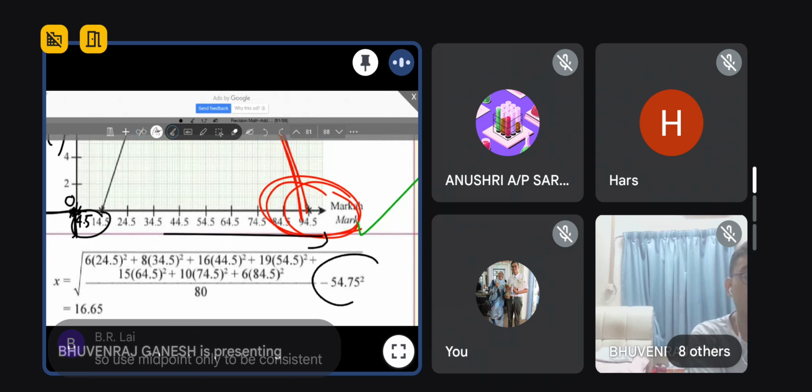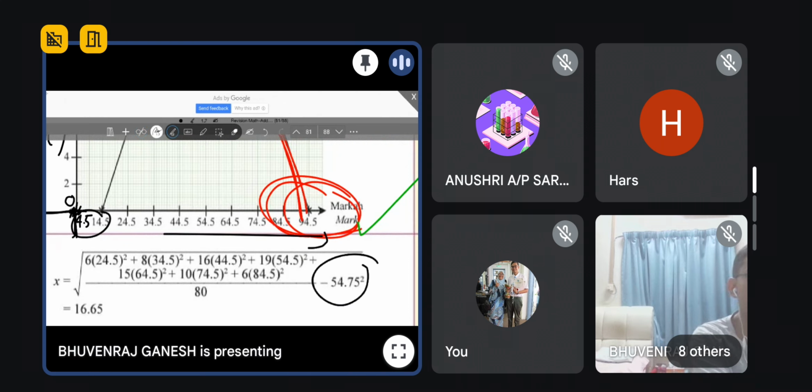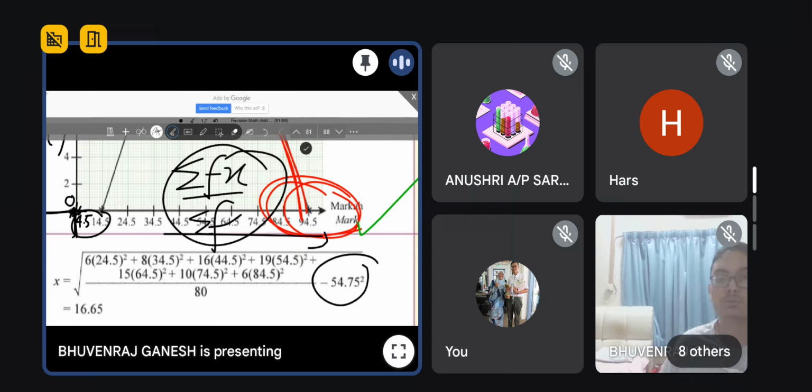This is your mean. Actually, you can show how to show the mean also. Mean is we take fx over sum of f. This is your mean formula, guys. Then you calculate, you will get this value. All right. So are you clear, guys, how to get the standard deviation?